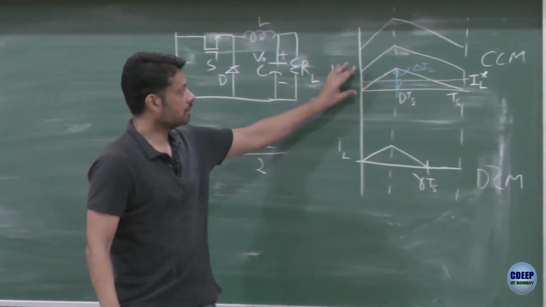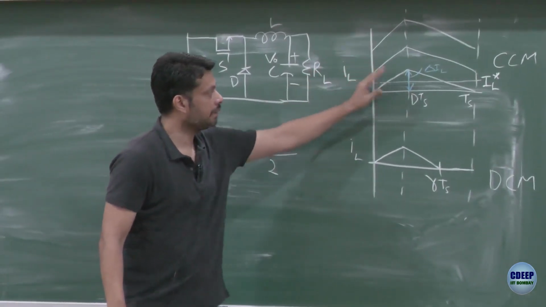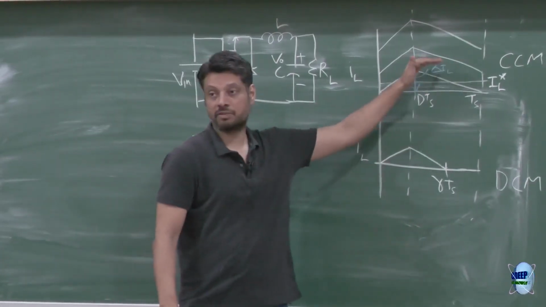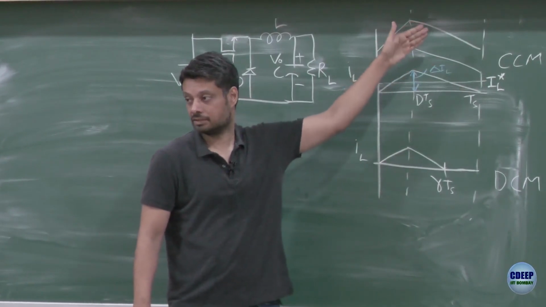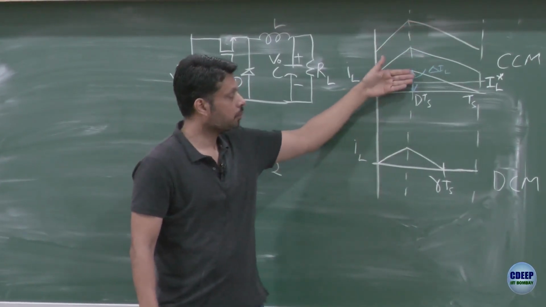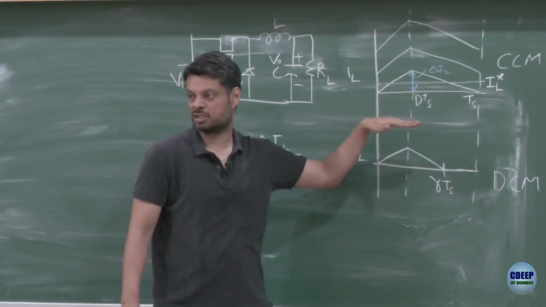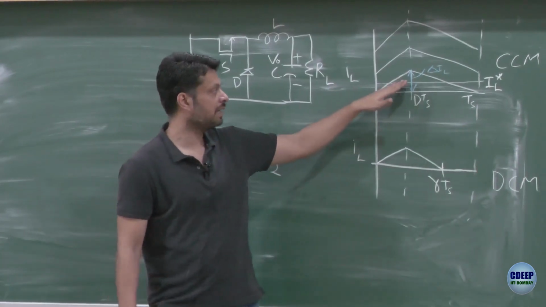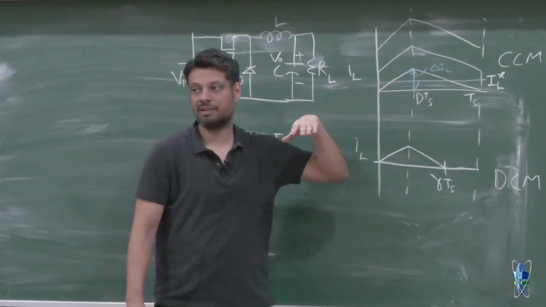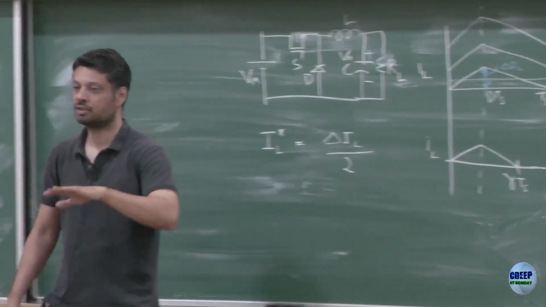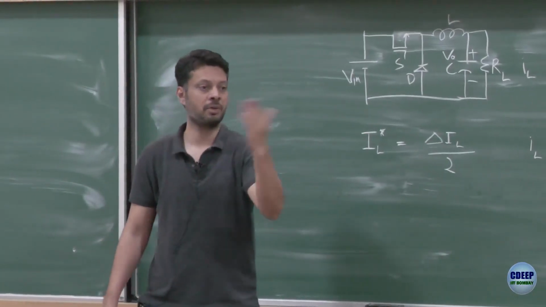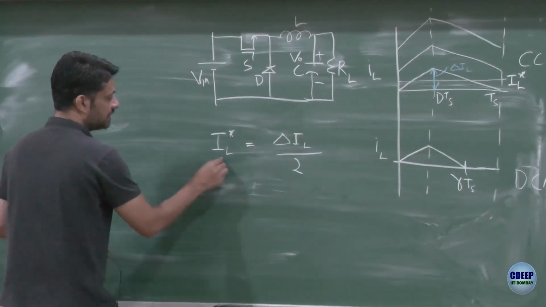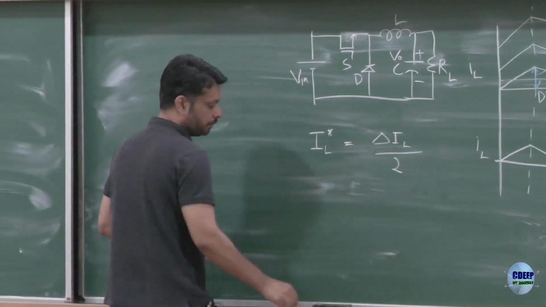Of course, if your current moves further upward, then delta IL by 2 will remain the same, but the average current will keep on increasing. And if this goes below this, that means you are in discontinuous conduction mode. So this is in a way the limiting condition. We will calculate the relationship for this condition, and then we can put an inequality: if you are above this, you are in CCM, and if you are below this, you are in DCM. So for this limiting condition, the average inductor current is equal to delta IL by 2.